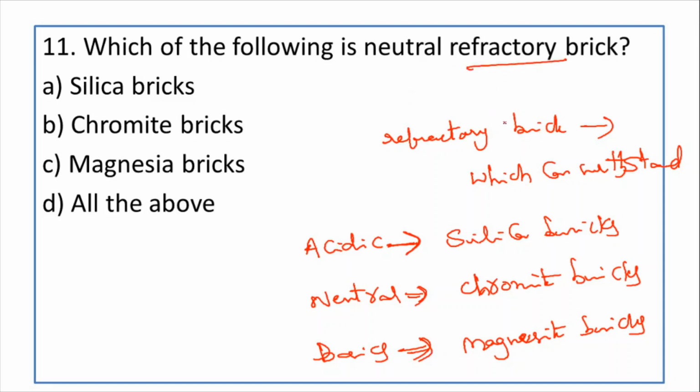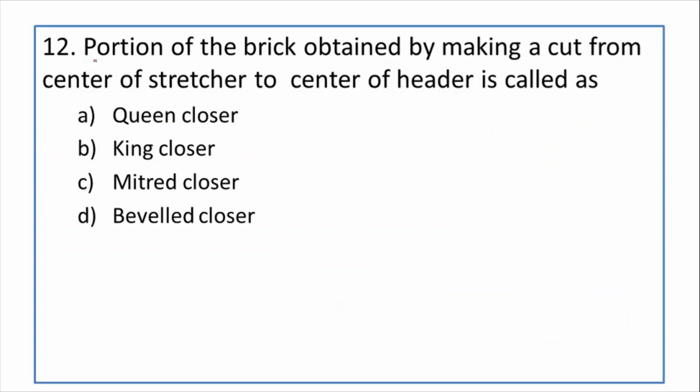A brick which can withstand high temperature. So what will be the answer here? For neutral brick it is chromite bricks, and silica is the example for the acidic bricks, and magnesia is the example for the basic bricks. So see the next question.